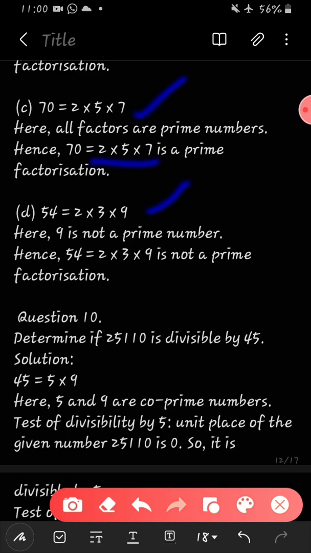Then again 54. Here we can see it is given 2 into 3 into 9. 9 is not a prime number. So here 54 equals 2 into 3 into 9 is not a prime factorization. Understood?